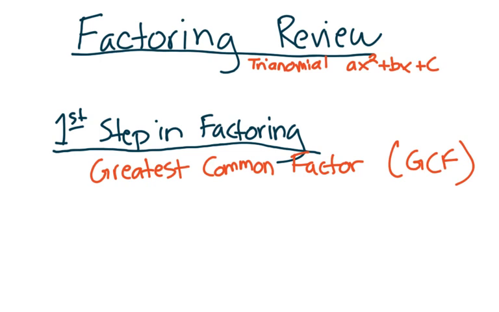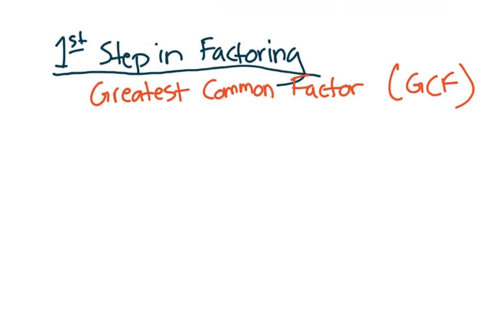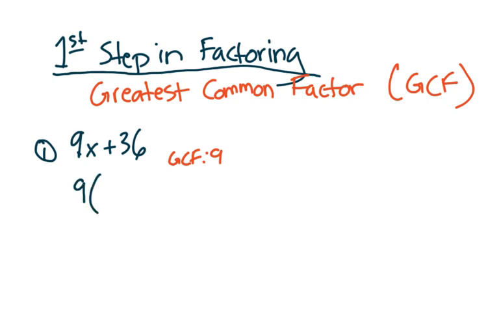So your GCF is the biggest number or variable that goes into all of your terms. Okay, so let's look at number 1. Let's start simple. Let's try 9x plus 36. So we're looking for the biggest number and variable that goes into both of these terms. So here, the biggest number that goes into both of them is 9. So our GCF is 9. So 9 goes on the outside of our parentheses. It's like we're undistributing this 9.